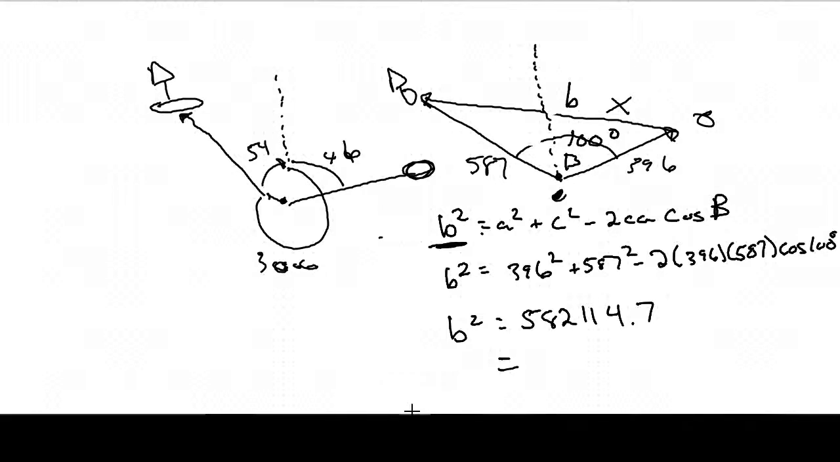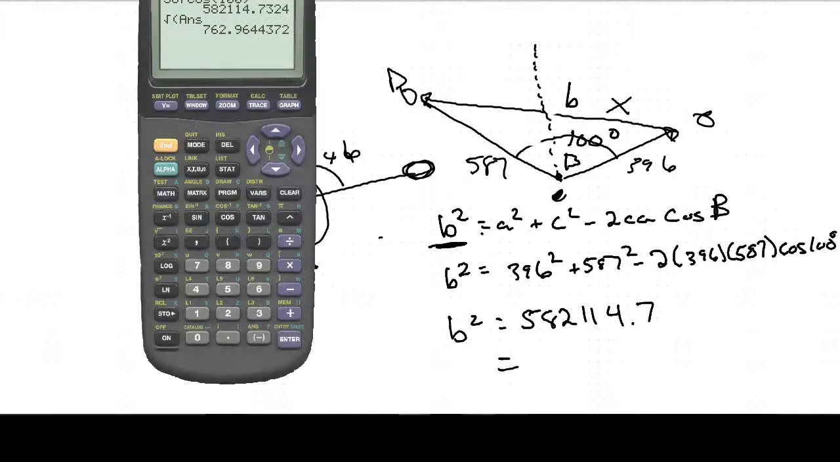Does it say where we're supposed to round for this? It just says round to the nearest foot.